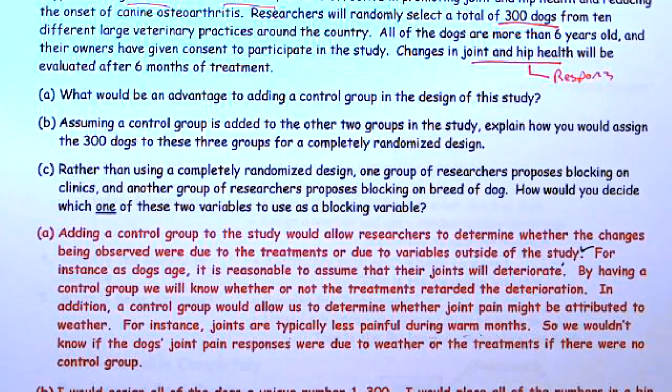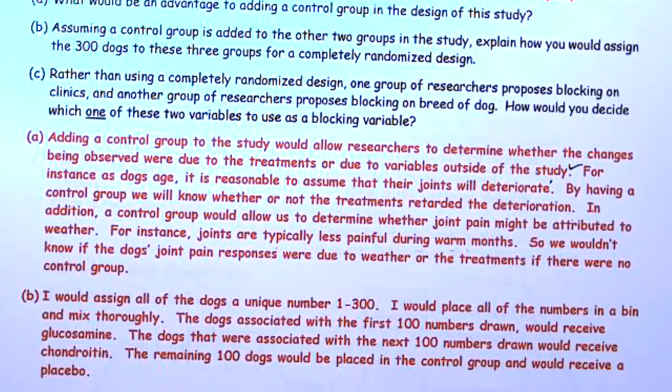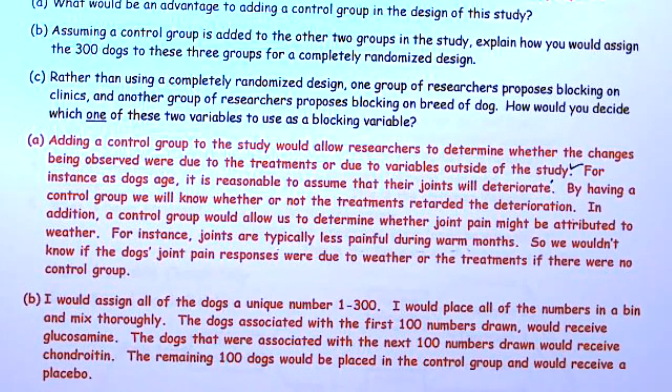Assuming a control group is added to the other 2 groups in the study, explain how you would assign the 300 dogs to these 3 groups for a completely randomized design. So now they're saying, how am I going to make that assignment? I would assign all of the dogs a unique number 1 to 300. I would place all of the numbers in a bin and mix thoroughly. The dogs associated with the first 100 numbers drawn would receive glucosamine. The dogs associated with the next 100 numbers drawn would receive chondroitin. The remaining 100 dogs would be placed in the control group and would receive a placebo.